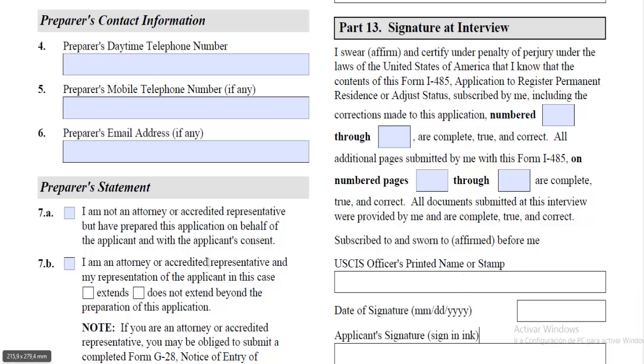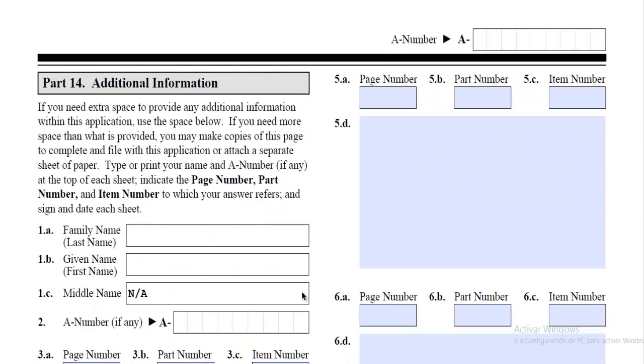Let's go to the next part, part 14. Remember I told you as well, additional information. This space is to expand or complete any of your previous answers. If you're in doubt about whether you can answer any question on this form, definitely consult an attorney. If you have any questions or confusion filling out this form, you may also contact or consult an attorney.